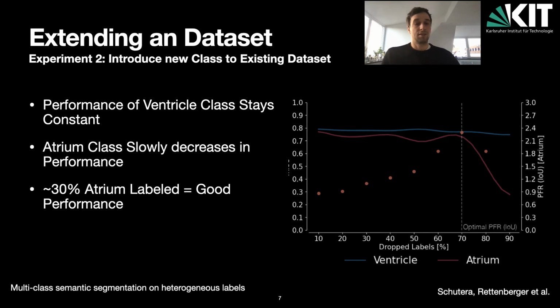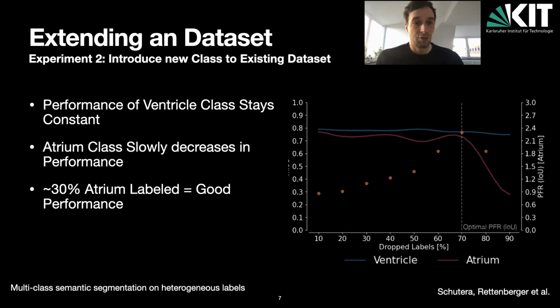For the second experiment, we only evaluated two classes, the ventricle and the atrium class. In the second experiment, a situation is assumed where the dataset is fully labeled with a single class and should be extended by a second one, so a quite common situation. For our case, this means that the ventricle is always labeled for every sample, and the atrium class contains a decreasing number of labels to simulate an incomplete labeling process for the atrium class.